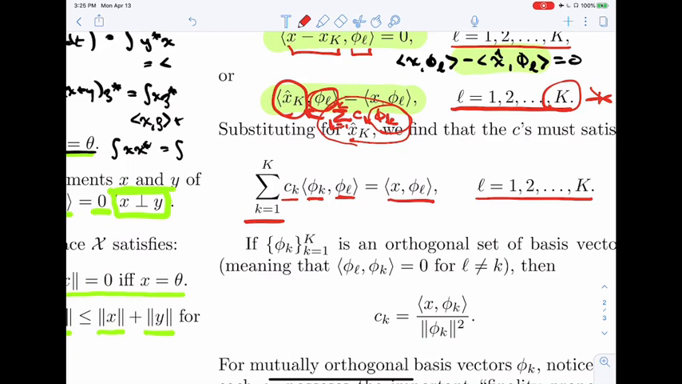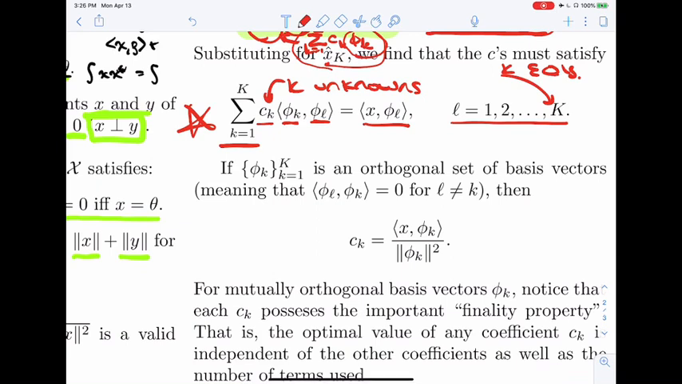So I get a total here of cap K equations and cap K unknowns. If I knew nothing else about my basis functions, this is where I'd have to go. This is what I would have to solve. There are cap K unknowns, and I have cap K equations, and they're linear in the unknowns. I should be able to solve it. I could solve it with my favorite linear algebra approach. Well, that's fine. We could certainly do that.